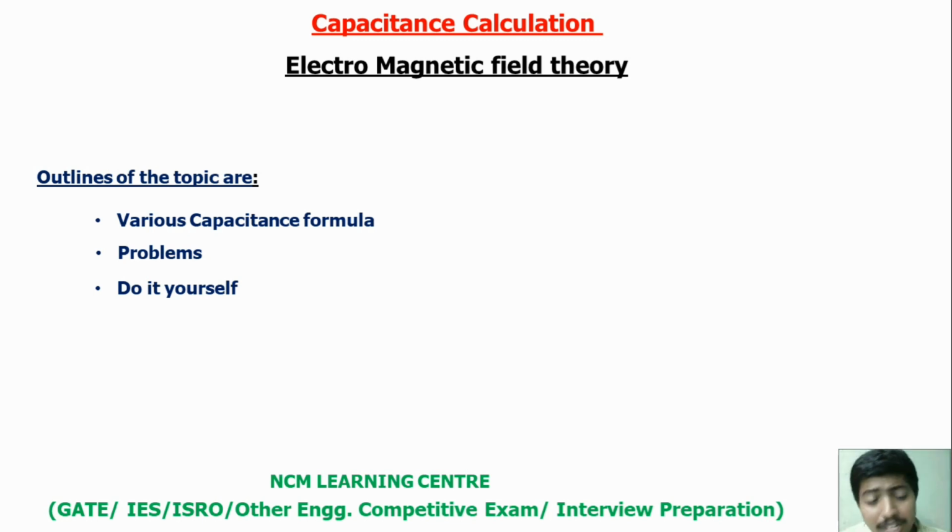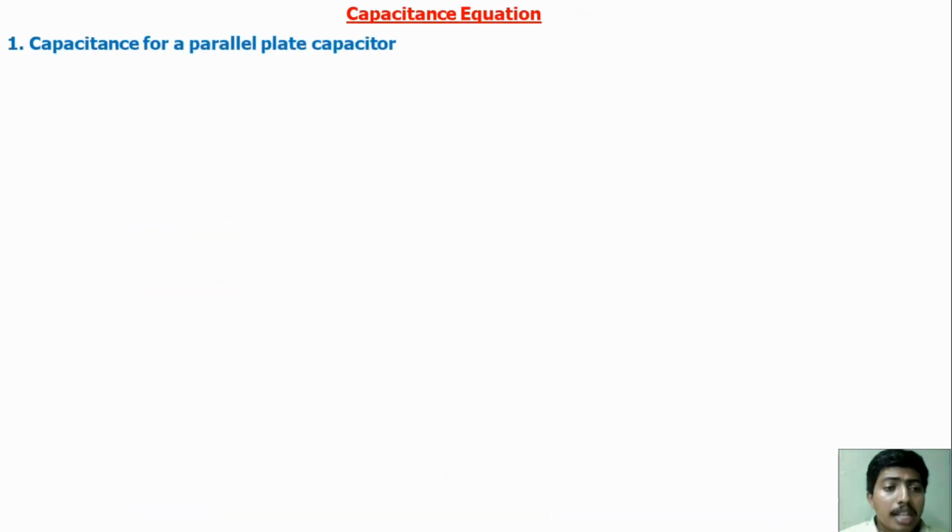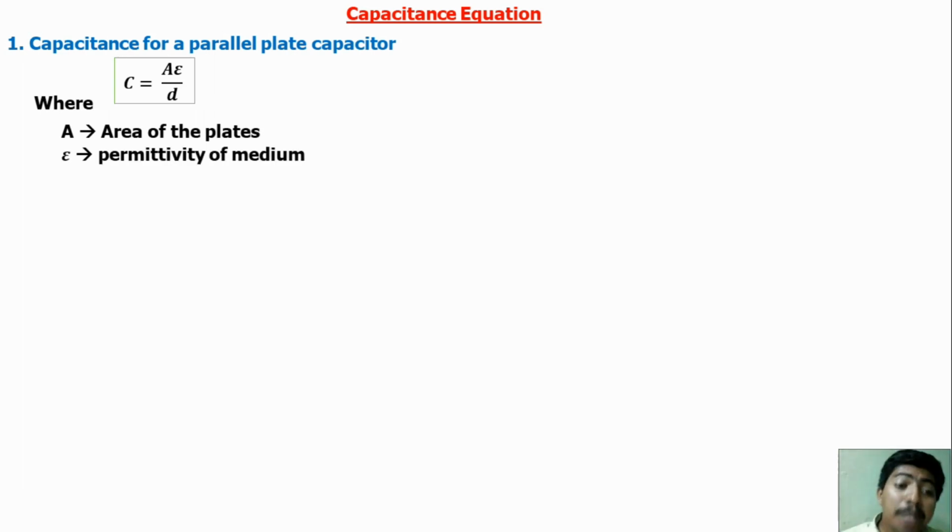Okay. First, we will discuss the various capacitance formulas. First one is the capacitance of a parallel plate capacitor. We know that this is a basic formula. Capacitance is equal to A epsilon by D. The capacitor has two plates, where A is the area of the plates, epsilon is the permittivity of the medium, D is the distance between the plates.